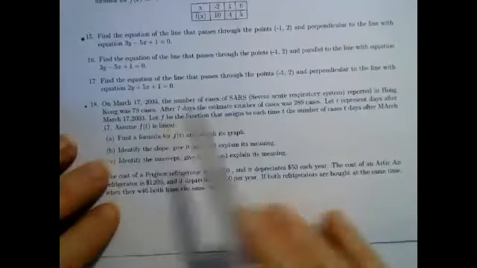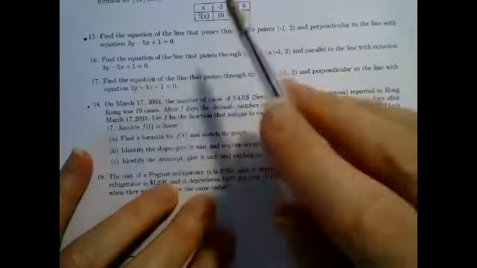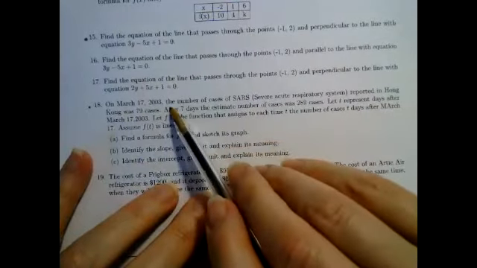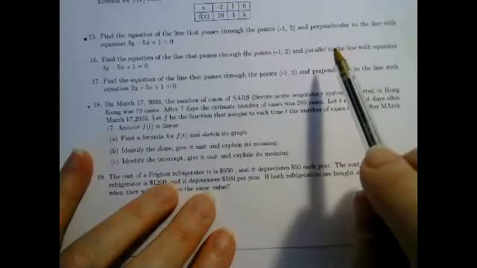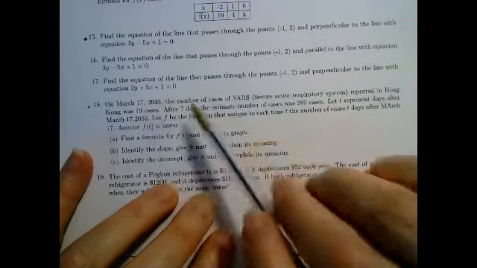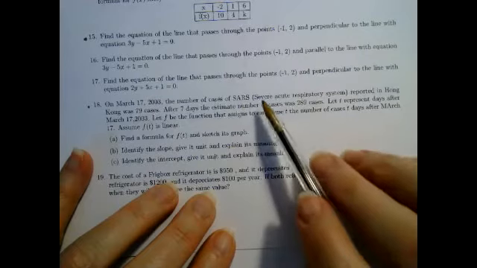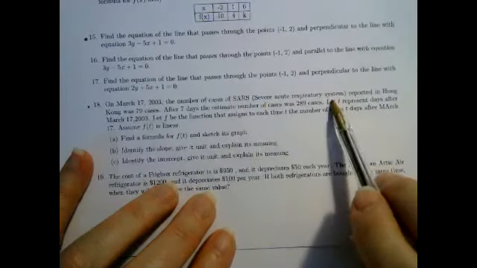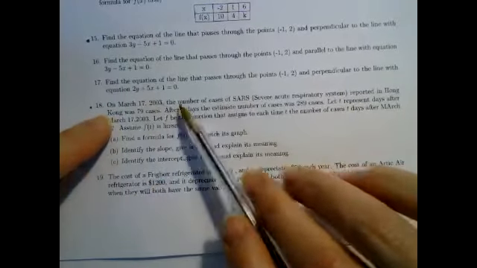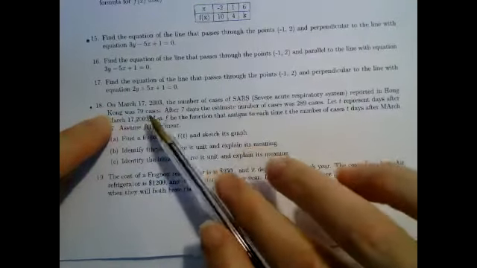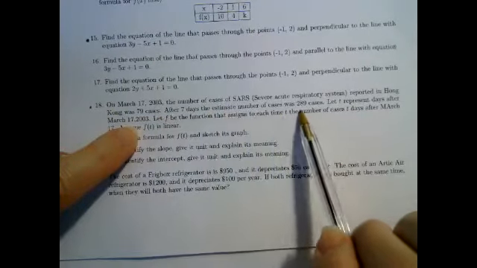Again, that's a story problem, and expect those types of story problems, at least one of them. On March 17, 2003, the number of cases of SARS is the problem we had prior to COVID-19. In 2003, we had a similar case, but we were able to get rid of it quickly. So it's a severe acute respiratory system. Reported in Hong Kong was 79 cases. So let's repeat. On March 17, the number of cases was 79. After 7 days, the estimated number of cases was 289.